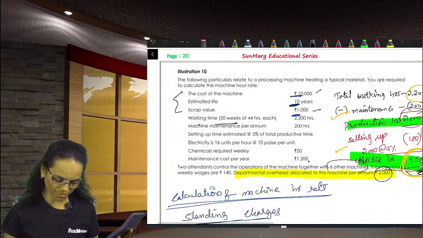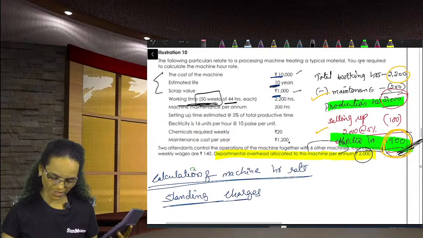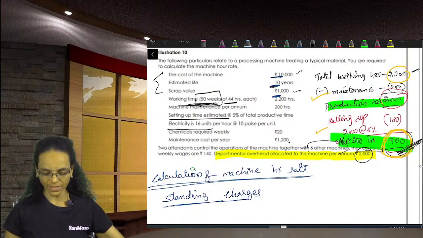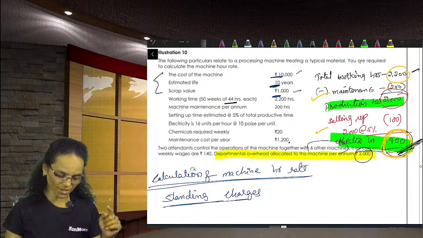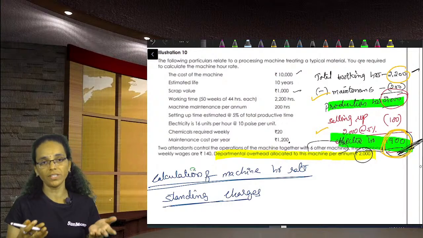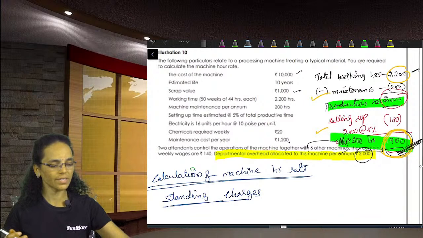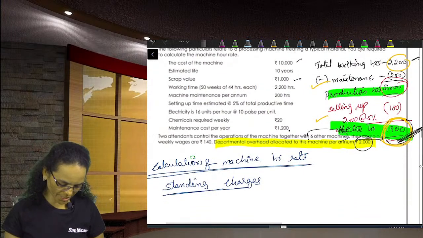Working life or working time is 50 weeks, which we have already taken into consideration here. Setting time is also taken. Electricity is variable: as and when the machine runs for more hours, electricity will go up, so it is a variable portion.